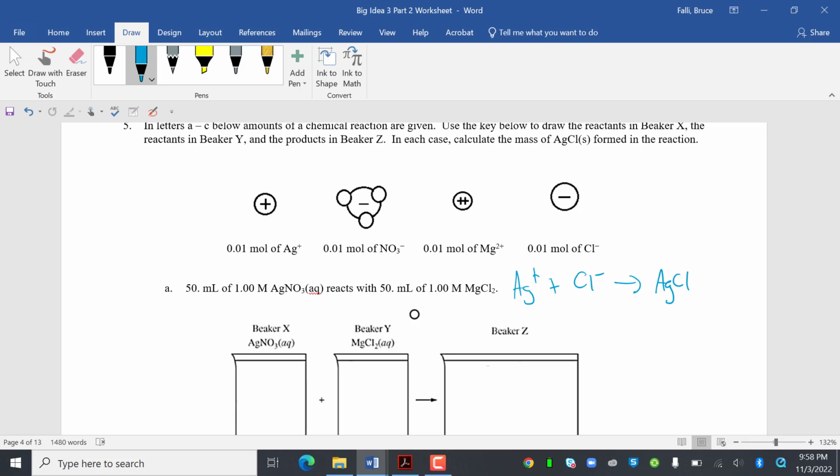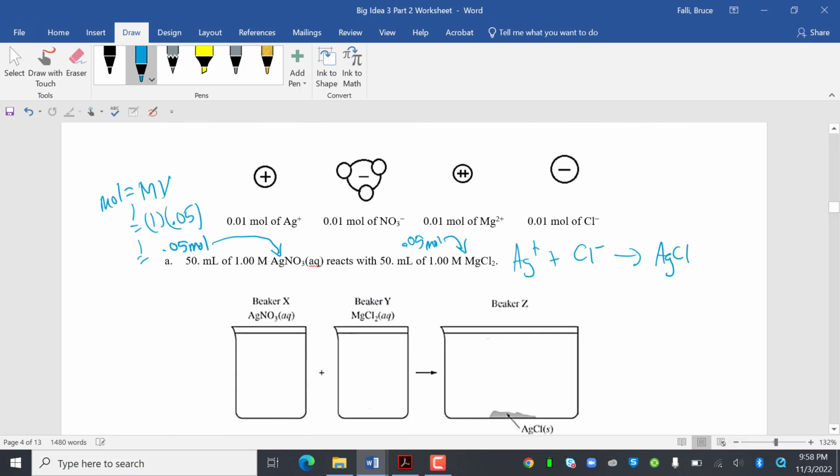So if I have 50 milliliters of 1 molar AgNO3, it's helpful to know that moles equals M times V. That's just rearranging the molarity problem. So 1 times 0.05 is 0.05 moles of that. And over here, it's the same thing. So I have 0.05 moles of that.